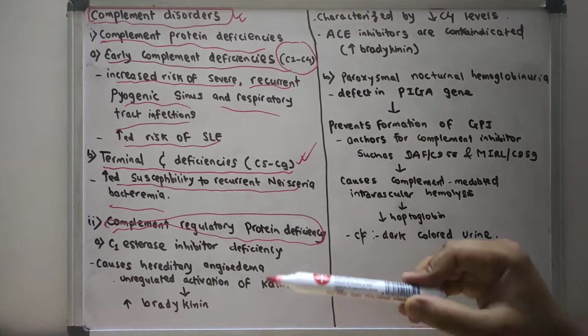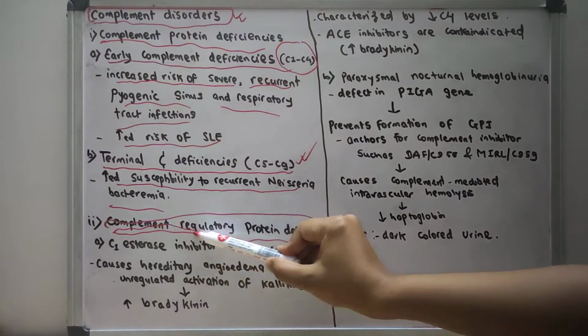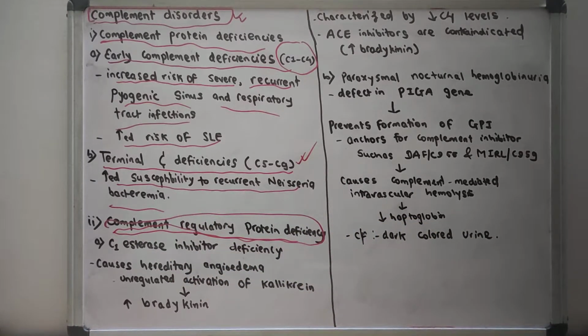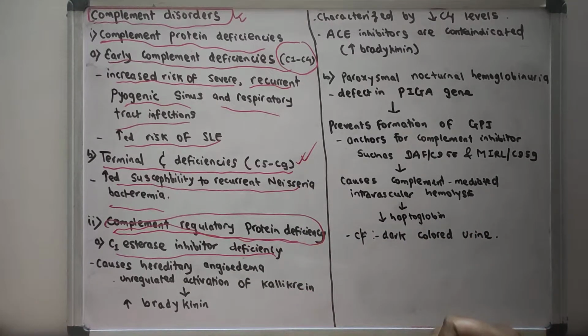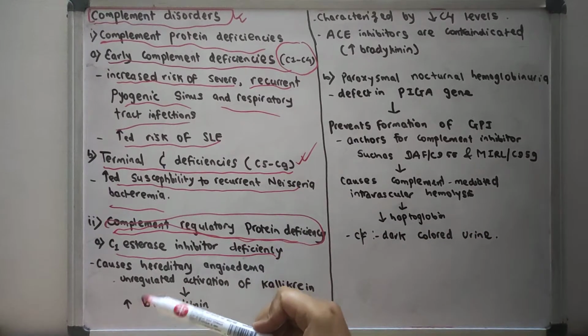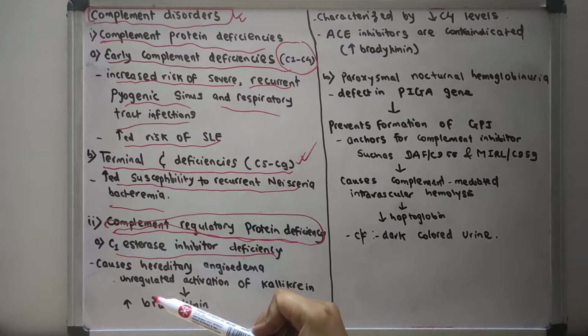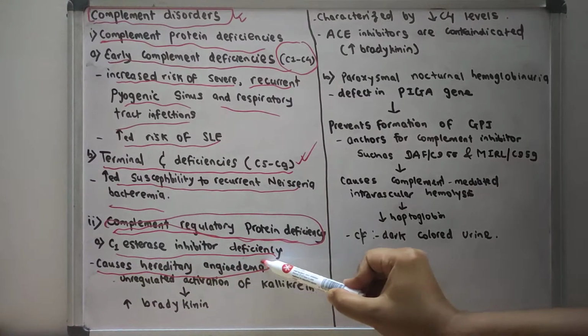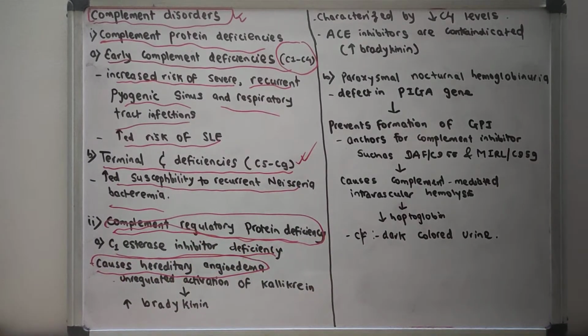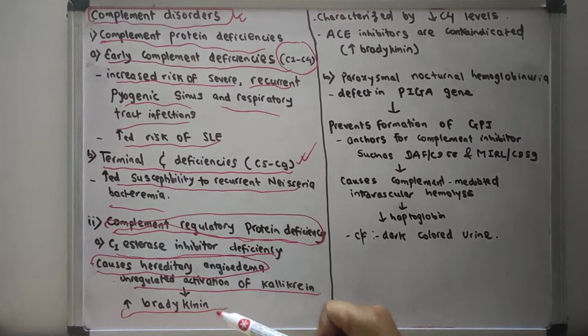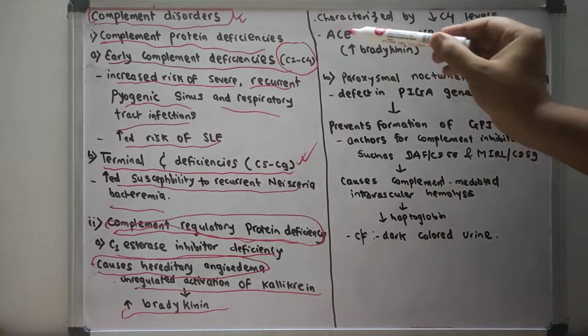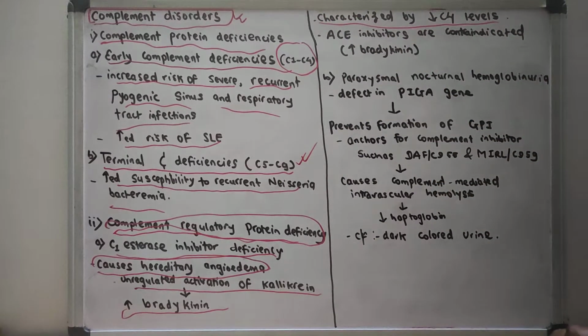Another complement disorder is complement regulatory protein deficiency. In this complement regulatory protein deficiency, there is C1 esterase inhibitor deficiency, which causes hereditary angioedema. What happens in C1 esterase inhibitor deficiency is that there is unregulated activation of kallikrein, which leads to an increased amount of bradykinin, and it is characterized by decreased C4 levels.